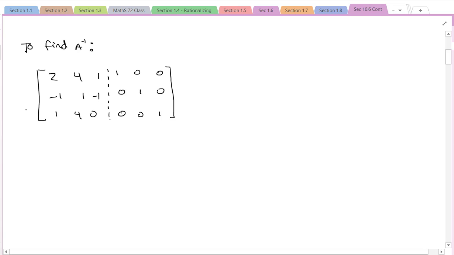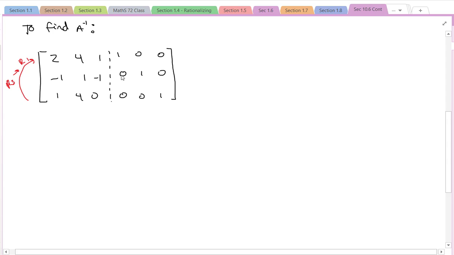We could also, I already have a 1 in row 3, so I'm going to do the cheap and easy way and just exchange those rows. So I'm going to exchange row 3 for row 1. So exchanging these rows, row 3 is going to change with row 1.